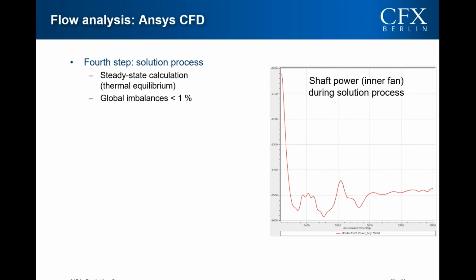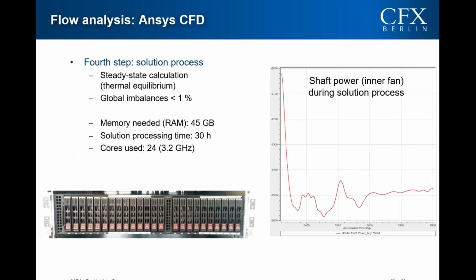The global balances are another criterion for judging convergence and were fulfilled within a 1% error here. The computer memory needed for the calculation was about 45 gigabytes, and the solution process took about 30 hours on 24 cores. This calculation was done some years ago. Nowadays, we can have, for example, 128 cores in such a 2-unit rack server system, meaning that this run could be done in a few hours.